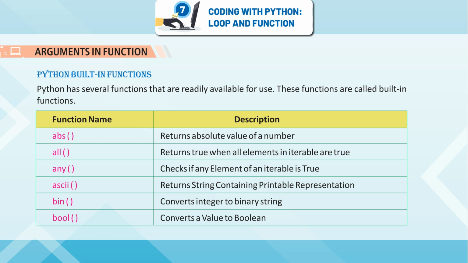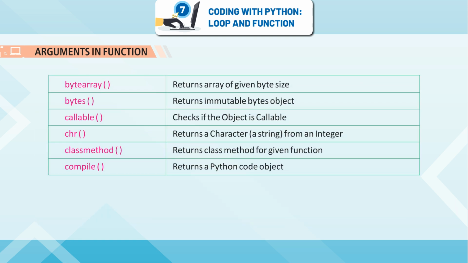ascii returns a string containing a printable representation. bin converts an integer to a binary string. bool converts a value to boolean. bytearray returns an array of the given byte size. bytes returns an immutable bytes object. callable checks if the object is callable.